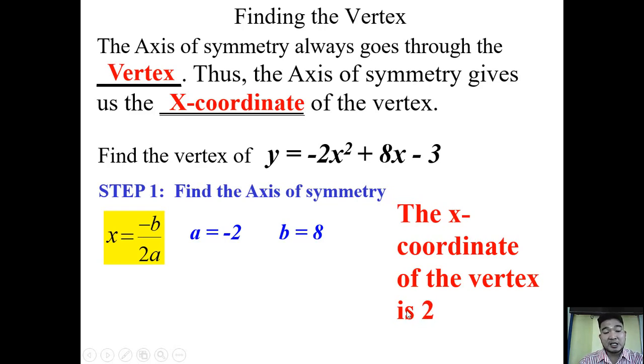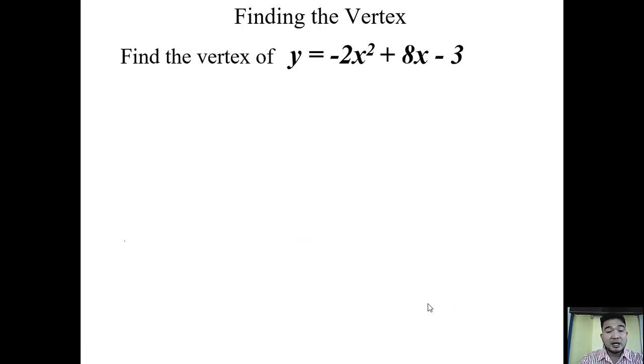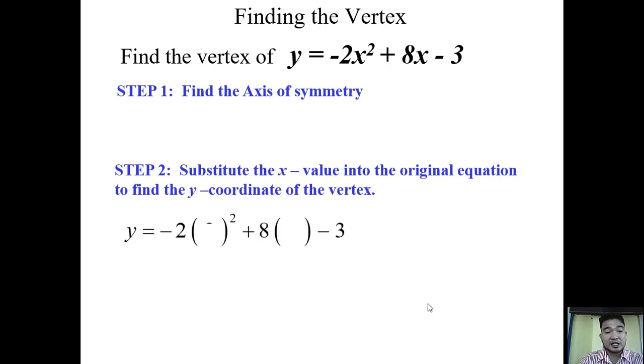So the axis of symmetry is equal to 2. So the x coordinate of the vertex is already 2. Then, after finding the x coordinate, substitute that 2 that we get upon solving for the axis of symmetry into all x's here. So we change these x's by 2. So you substitute, you will have negative 2 times 2 squared plus 8 times 2 minus 3.